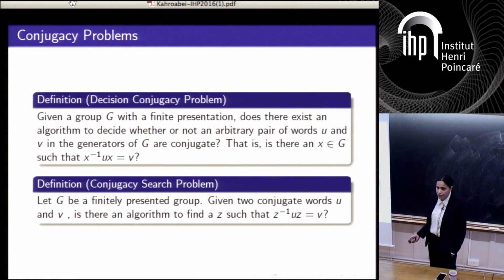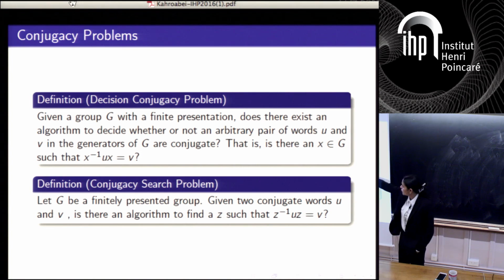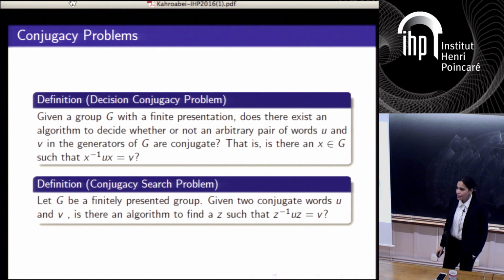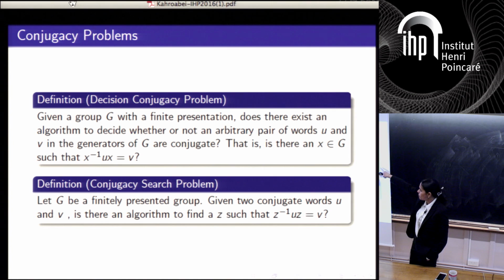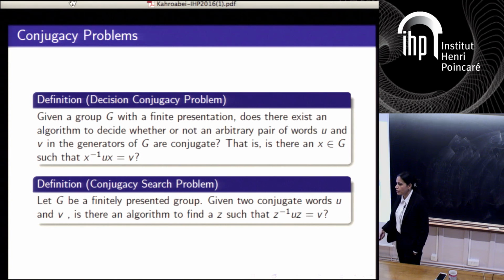Again, we have a finitely presented group. And the question is, does there exist an algorithm to decide whether or not an arbitrary pair of words U and V in the generators of G are conjugate? In other words, is there an X in G such that X inverse U X is V? When you say not solvable, you're saying it's not decidable. Yes, not decidable. That's what I mean. So this problem also may not be decidable. It depends on the group. Yes, exactly. So in other words, there are groups in which the decision conjugacy problem is not decidable.